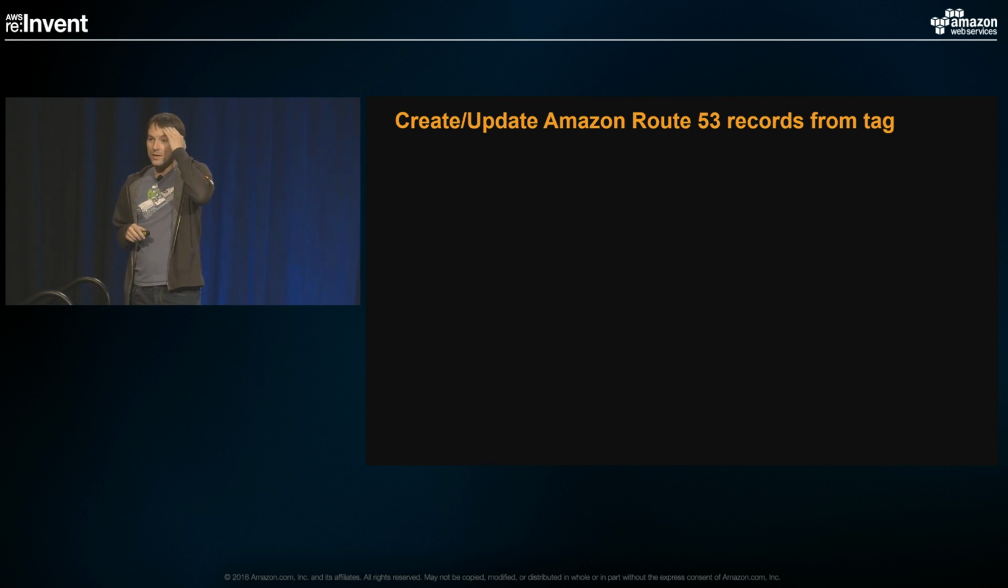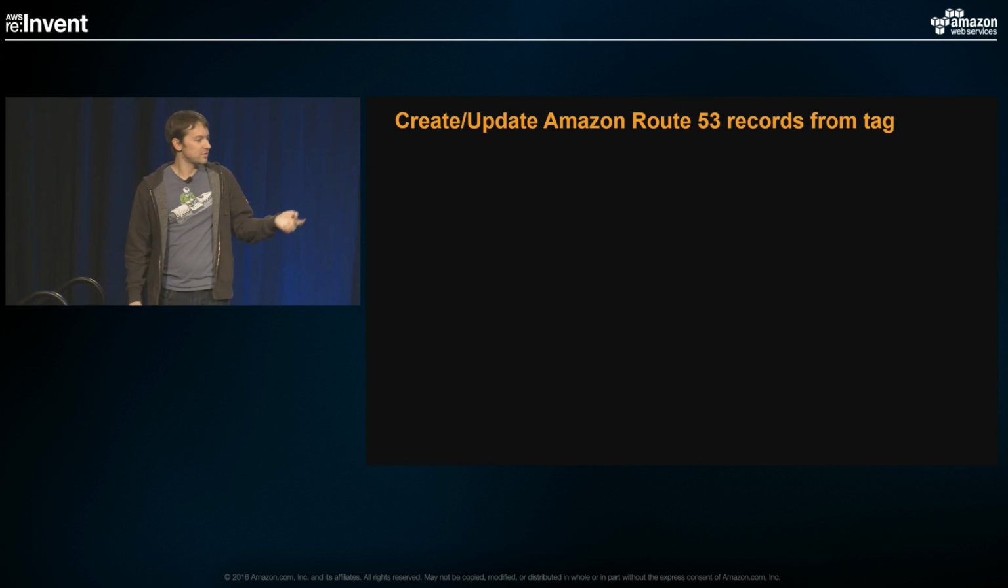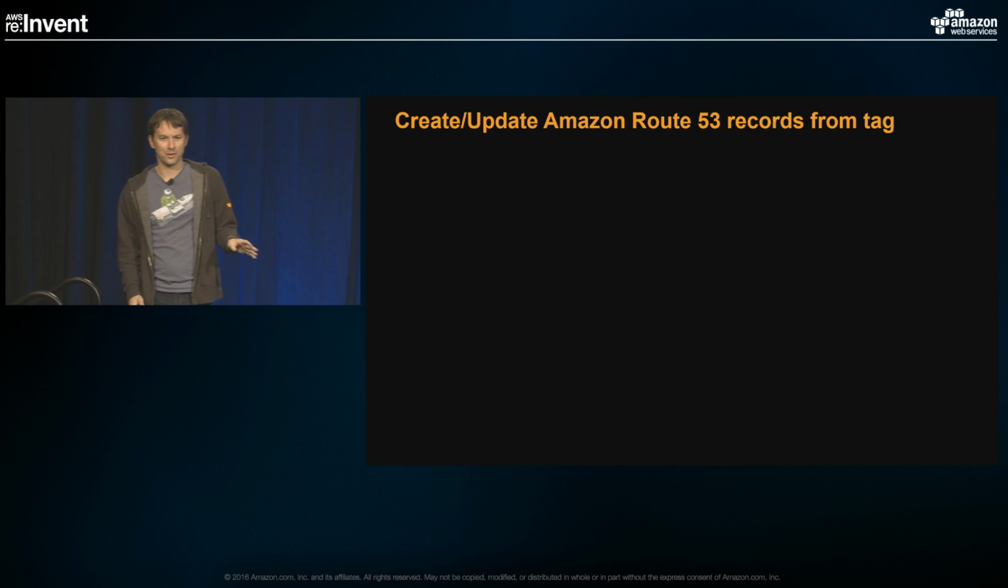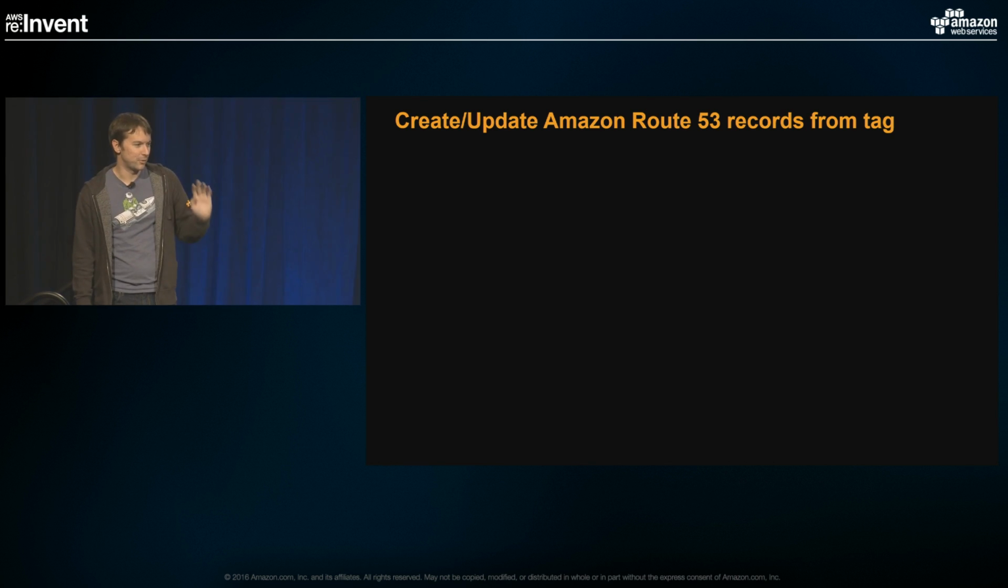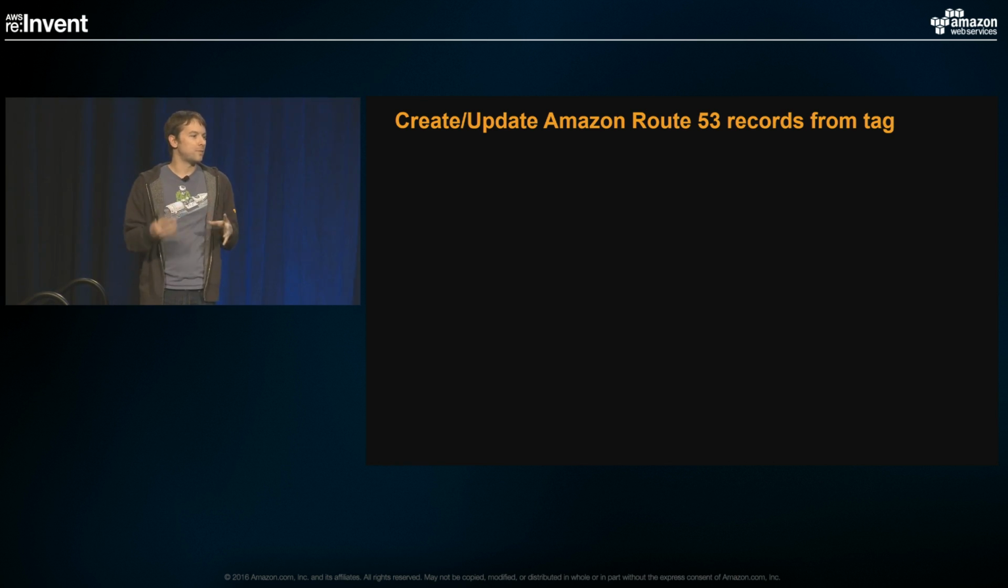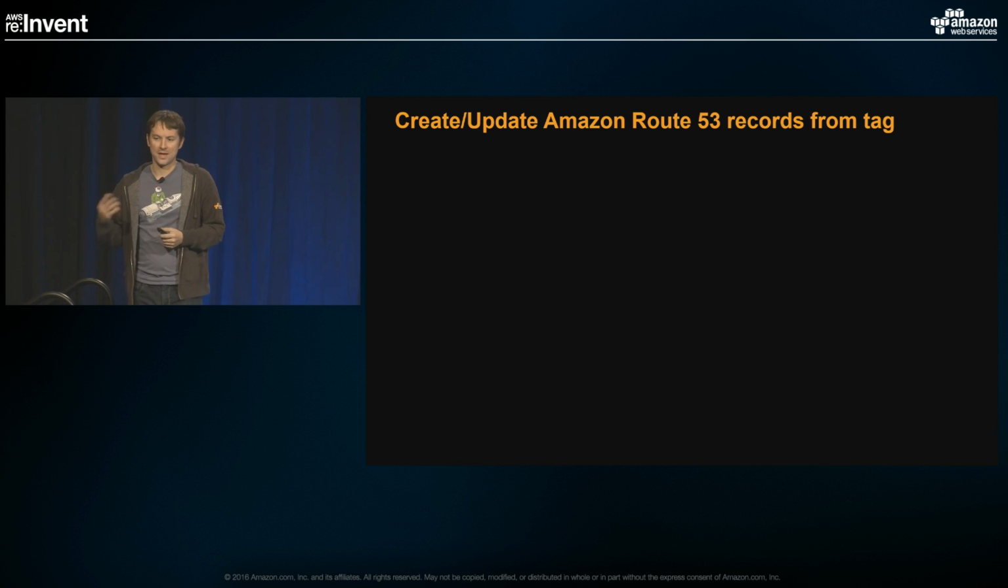This is a really, really common one that I see, and I'm surprised there's not an existing blueprint. There may be an existing blueprint, but as of 3 days ago, there wasn't. So create and update Amazon Route 53 records from a tag.